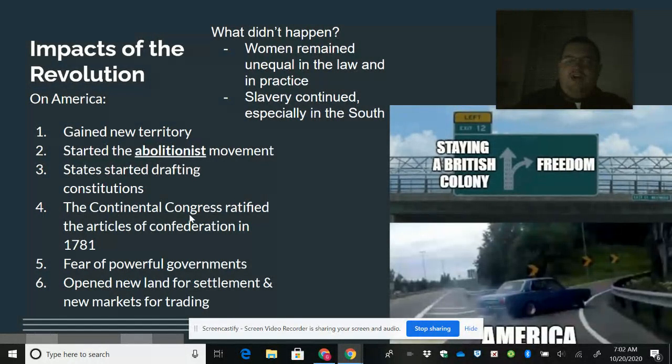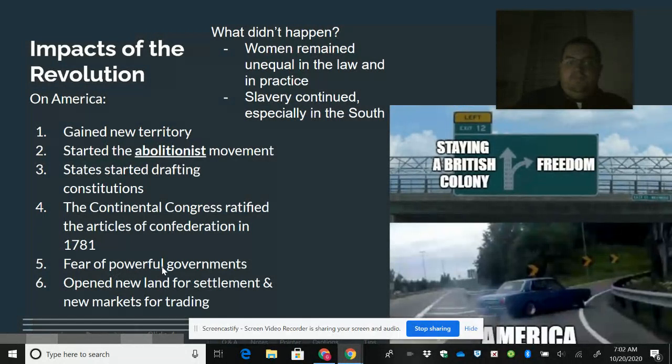Number 4, the Continental Congress ratified the Articles of Confederation in 1781. The first form of government that we had in the United States was the Articles of Confederation. We know the Constitution as the supreme law of the land today, the most important document in the United States. Before that, the Articles of Confederation took over. So before we got to the Constitution, we had the Articles of Confederation.